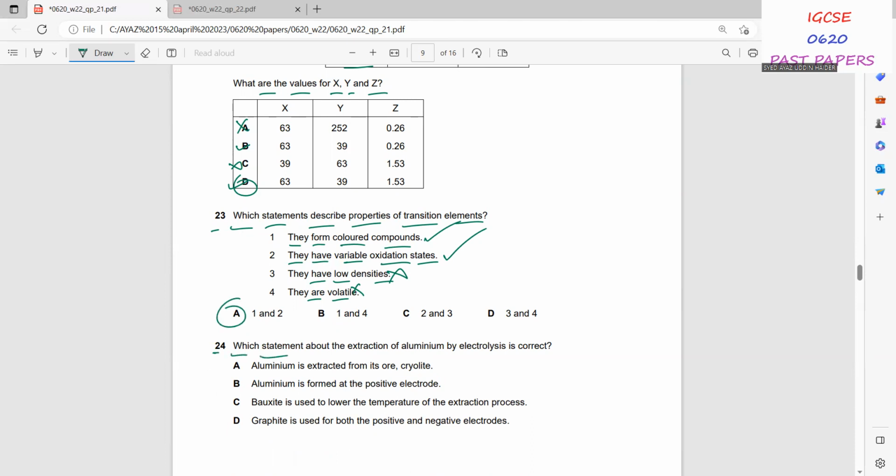Number 24, which statement about the extraction of aluminium by electrolysis is correct? A, aluminium is extracted from its ore, cryolite. Wrong. Bauxite is used, which is the ore for aluminium. A is wrong. B, aluminium is formed at positive electrode. This is again wrong. It's produced at negative electrode. C, bauxite is used to lower the temperature of the extraction process. This is again wrong. Cryolite is used. So we are left with only D. D will be the right answer. Graphite is used for both the positive and negative electrodes. This is right.